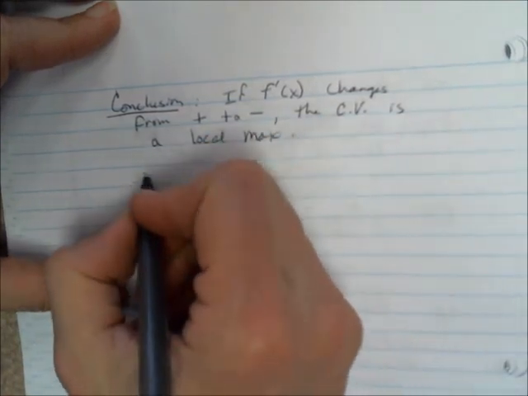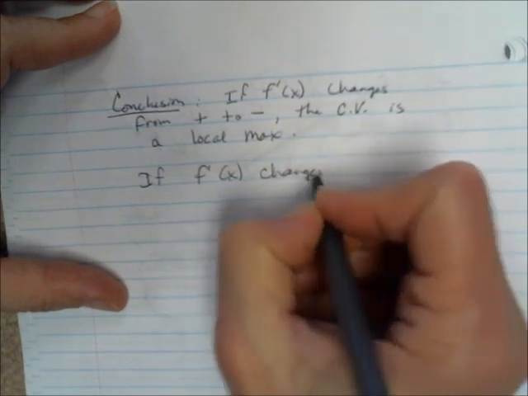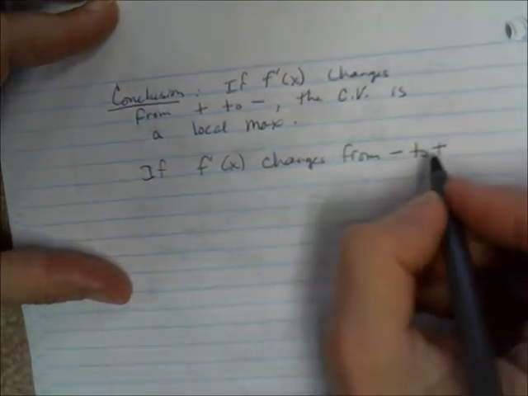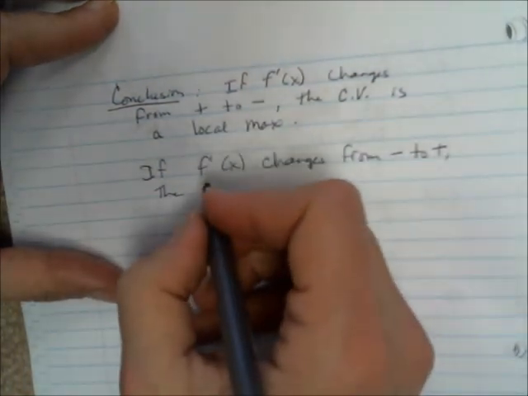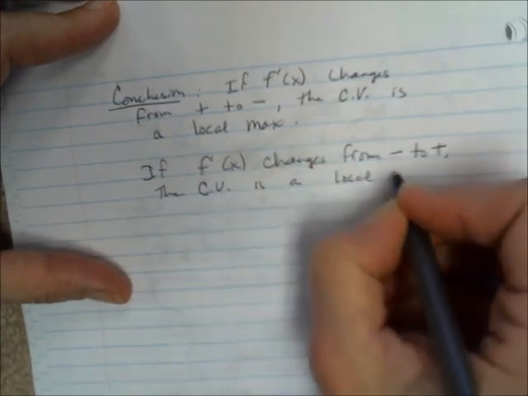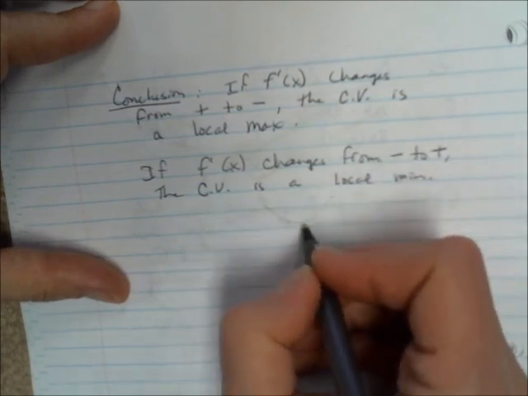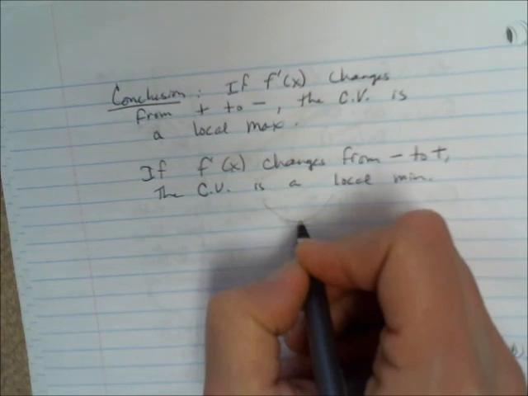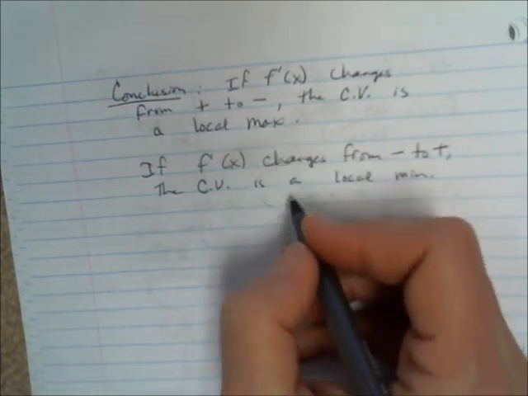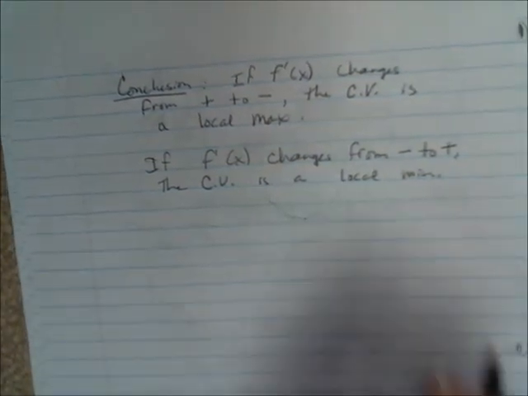And if f prime of x changes from negative to positive, the critical value where that change happens is a local min, because the graph would go down and then it would come back up again, and that critical value right there is a local min. It could be an absolute max and an absolute min if it's a closed interval, but you're not sure about that.